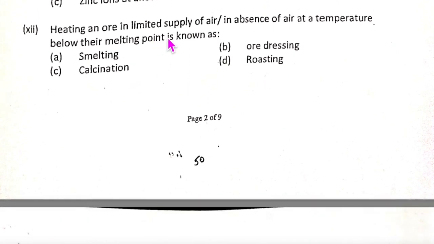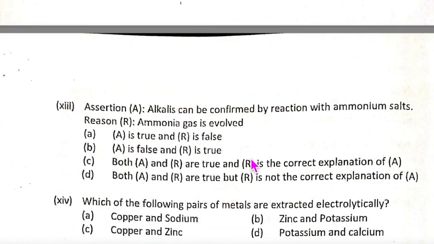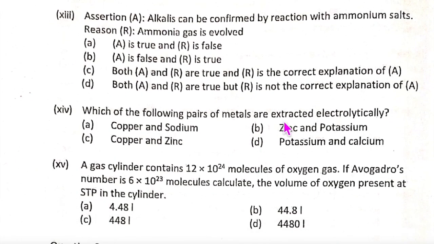Heating an ore in a limited supply of air or in its absence is calcination. Alkalis can be confirmed by reaction with ammonium salts, because ammonia is evolved when an alkali and an ammonium salt react, giving NH4OH. So ammonia will be liberated. So both of them are true and the second is the correct explanation.